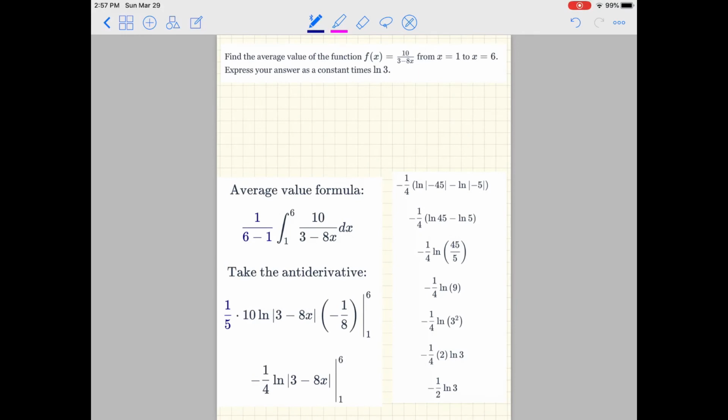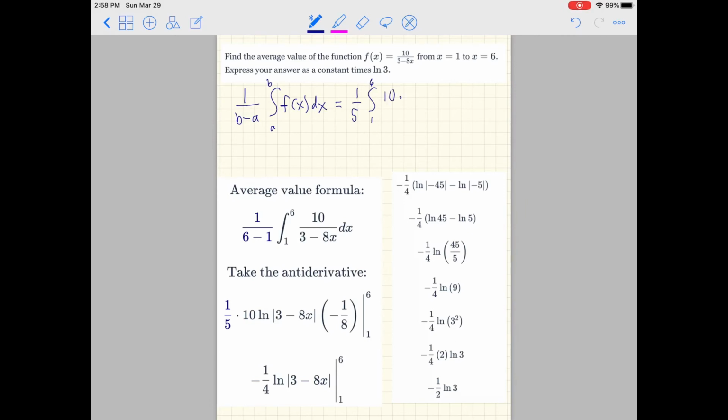So here we want to find the average velocity of a rational function. So we know that 1 over b minus a times the integration from a to b of a function dx is the average value of its function from a to b. So we can set this one up as 1 over 5 times the integration from 1 to 6 of this function.